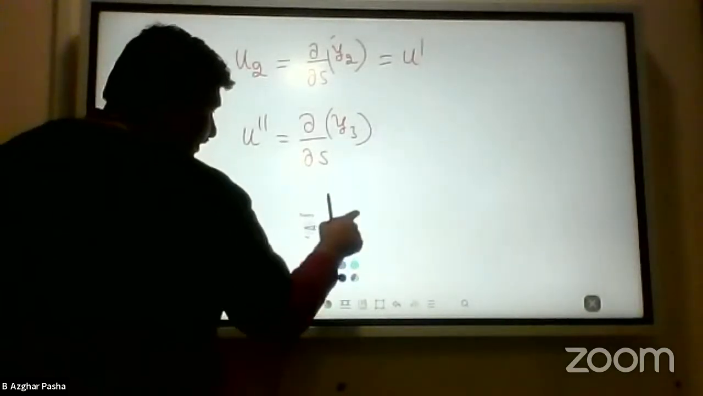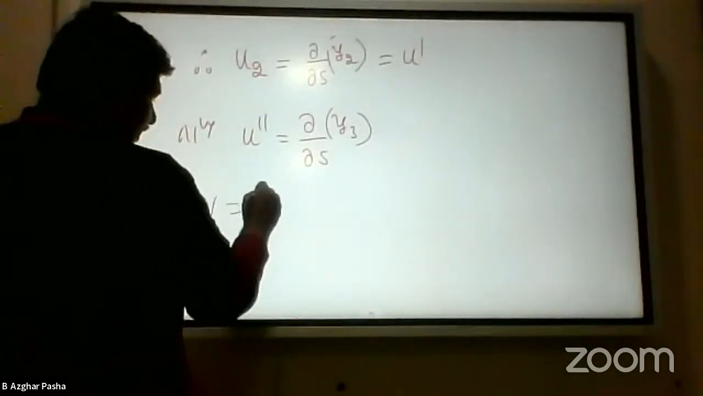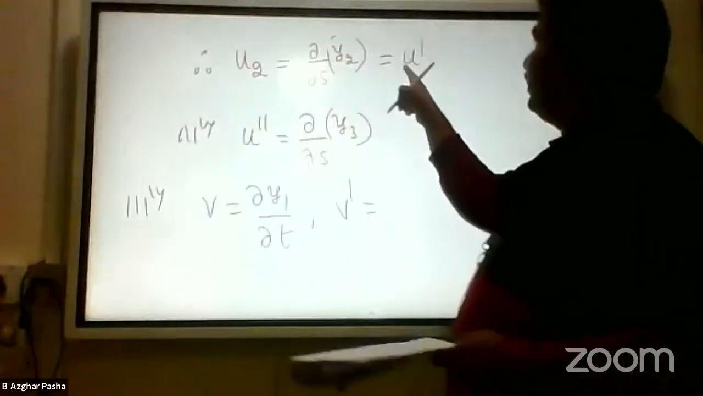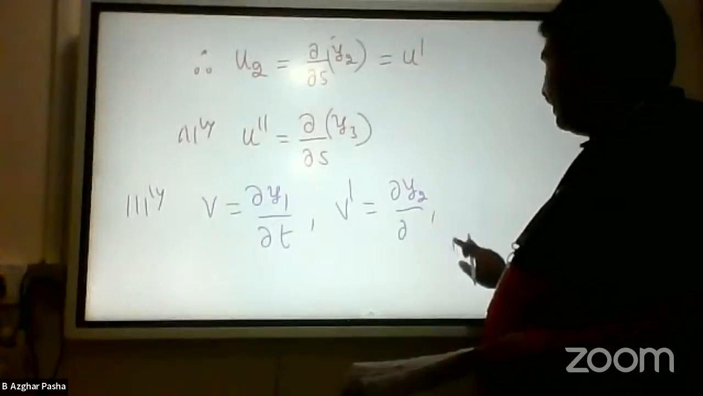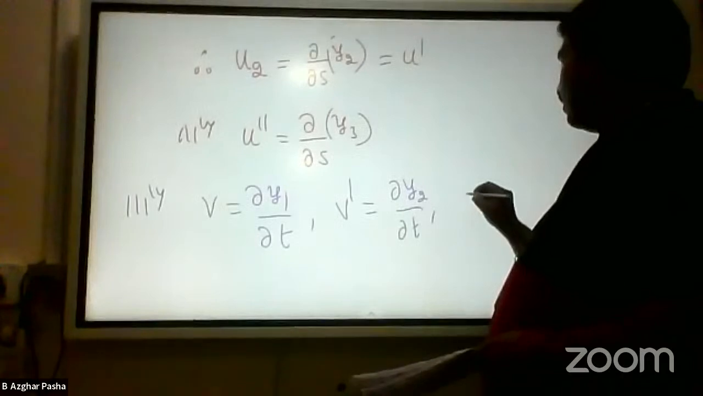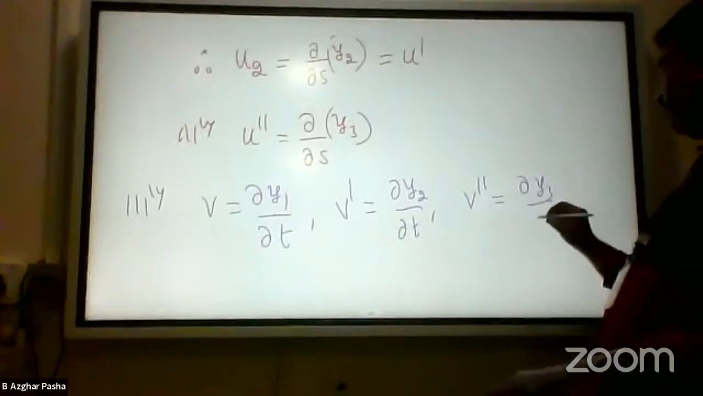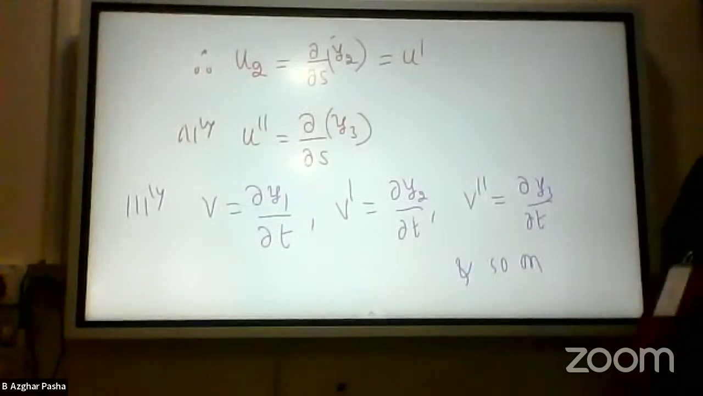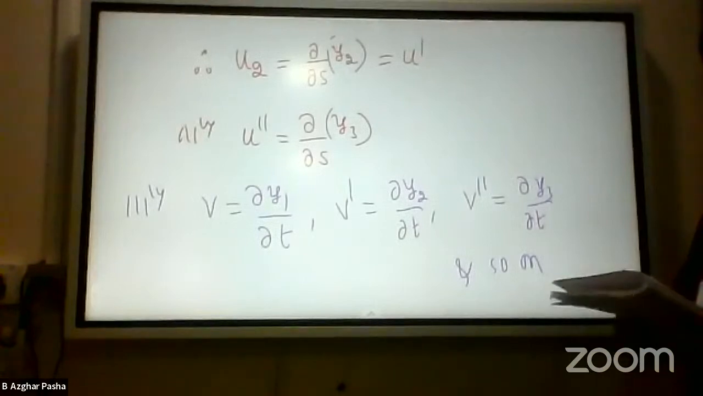The other set is related to t. Similarly, we have V as ∂y1/∂t, V' as ∂y2/∂t, V'' is equal to ∂y3/∂t, and so on. Fine, we are ready to go and form the differential equations now.